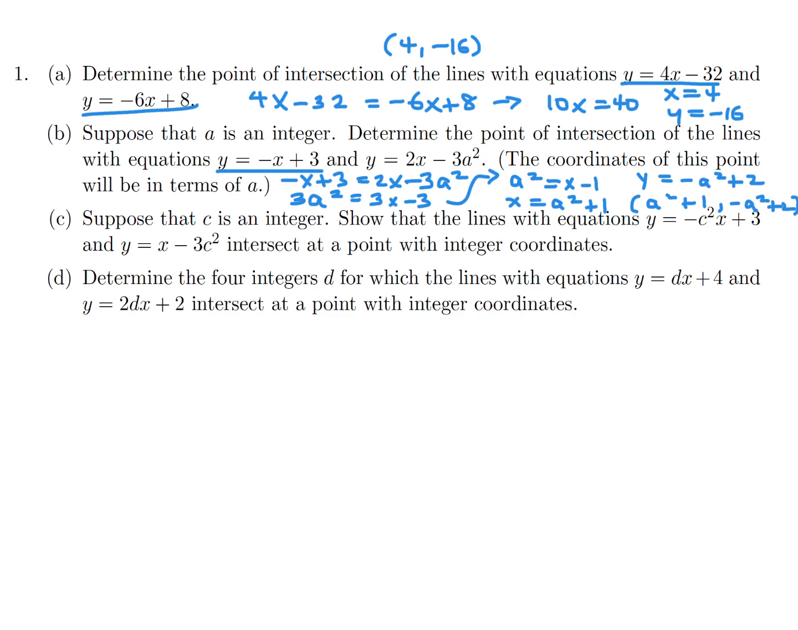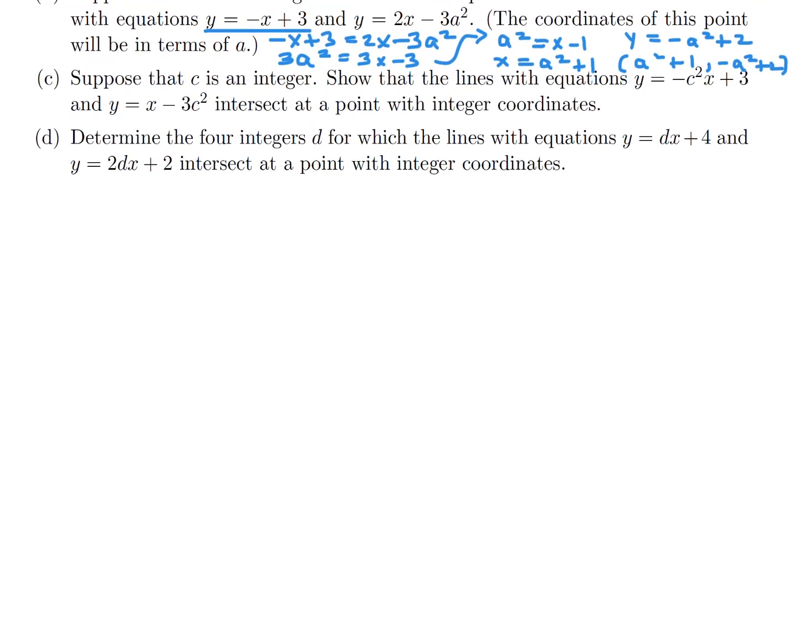Okay. Part C. Suppose that c is an integer. Show that the lines with the equations y is equal to minus c squared x plus 3 and y is equal to x minus 3c squared intersect at a point with integer coordinates. So let's set them equal to each other. And then let's see here.